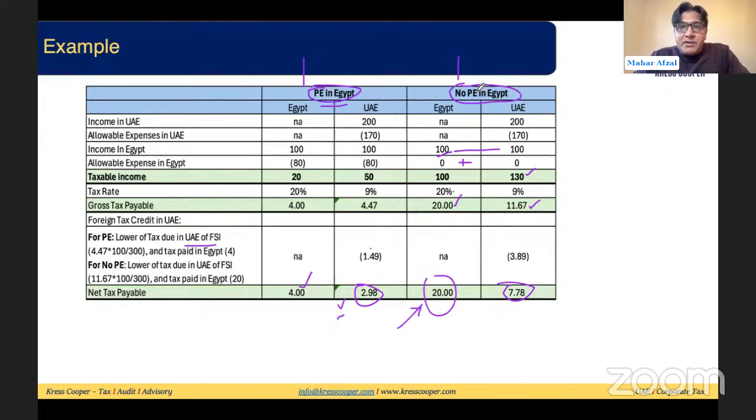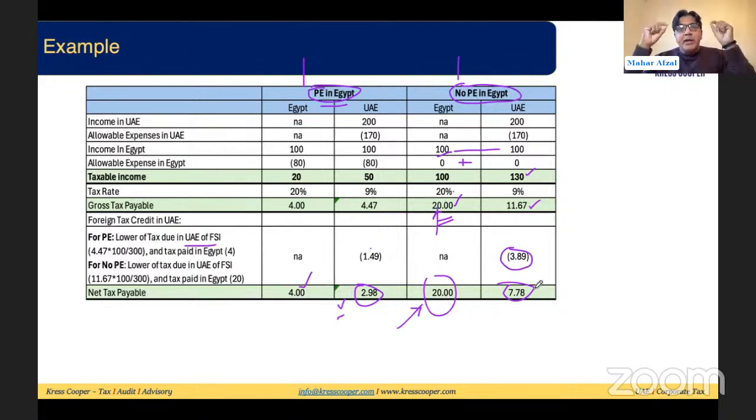But if there is no PE in Egypt, and you are proving that you are a tax resident person in the UAE, then you need to go back to the Egyptian tax authority. You need to request them, saying that you are a tax resident person of the UAE and you don't have any PE in Egypt. Then after verification, the Egyptian tax authority will give this amount back to you. But taking this refund from the Egyptian tax authority might take 1 year, 1.5 years, whatever. And before this, you already claimed this credit here and you paid the net amount to the UAE tax authority.